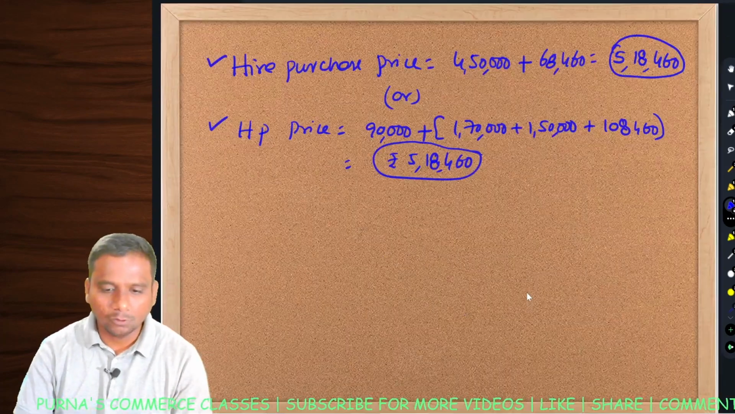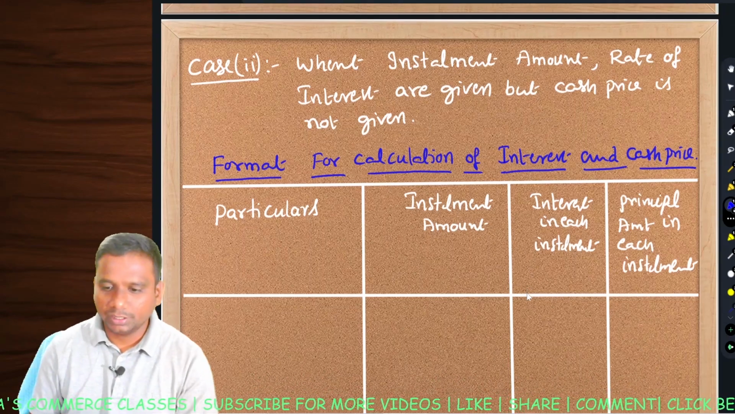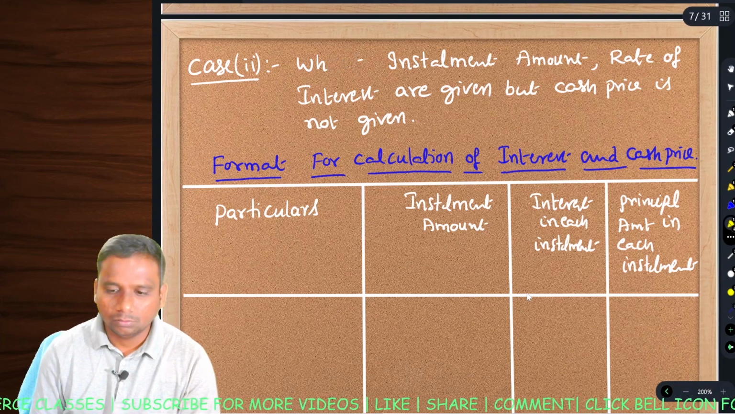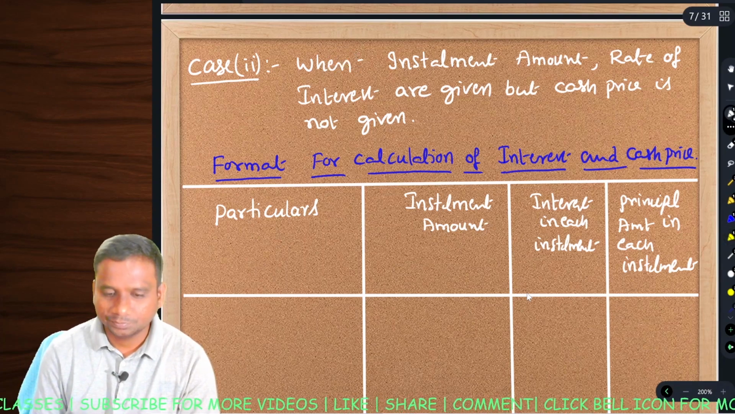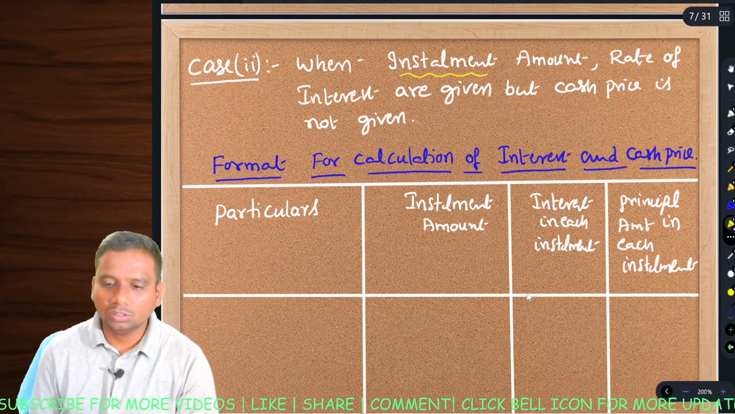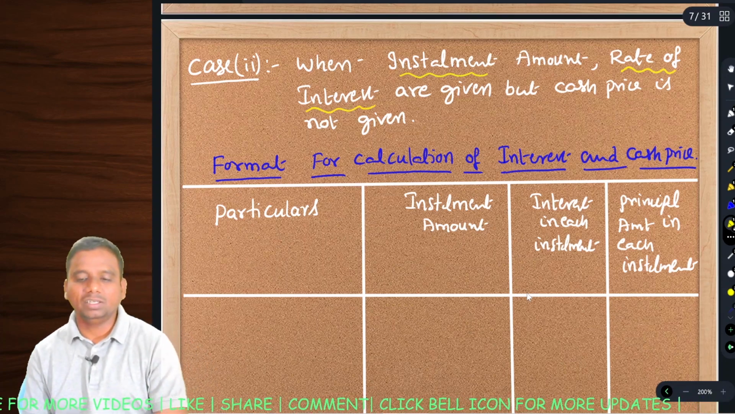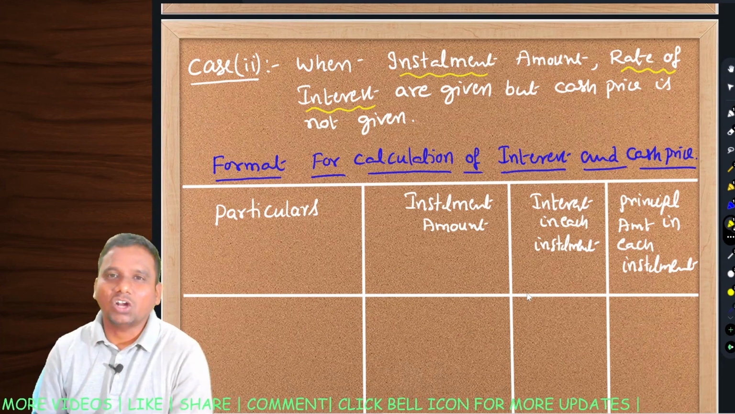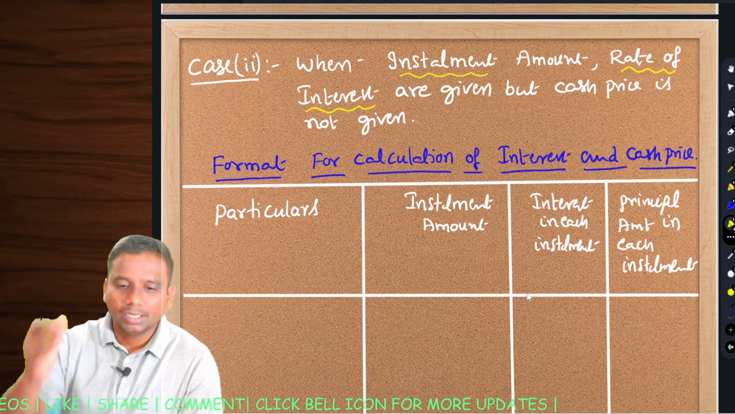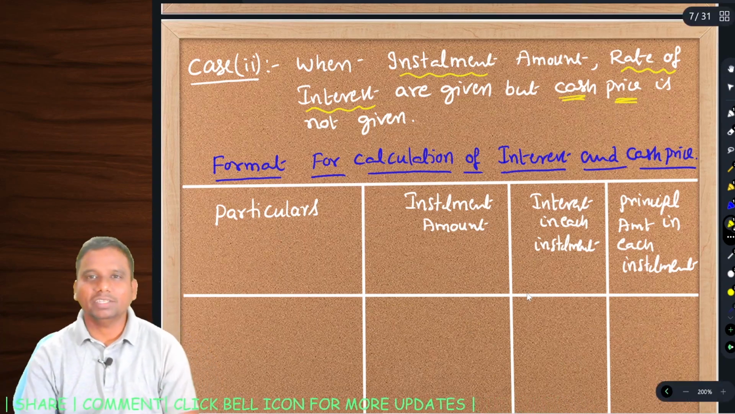I hope you understood this. Now come to the second case. What is the second case? When the installment amount and rate of interest are given, but the cash price is not given. Installment amount given, rate of interest given, but cash price not given.